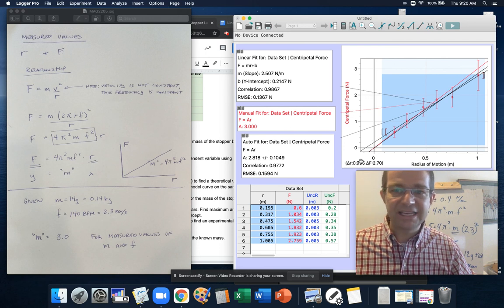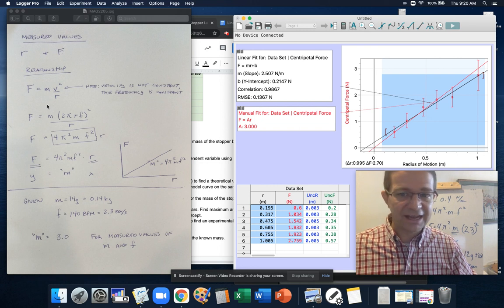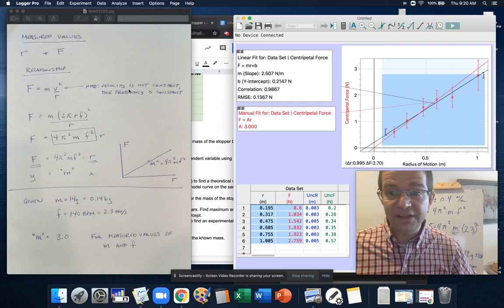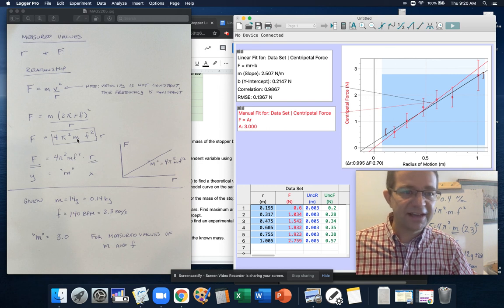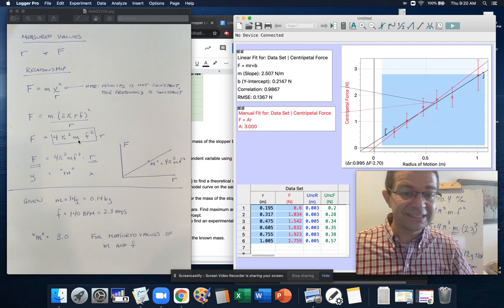So I've got to be feeling pretty good about this model, seeing linear data that's proportional. This idea that F is equal to mv squared over r is a good relationship for the centripetal force, and the data is consistent with that equation. And I've also got to be feeling good about the way that I measured this, because the expected value of the slope is within the uncertainty.